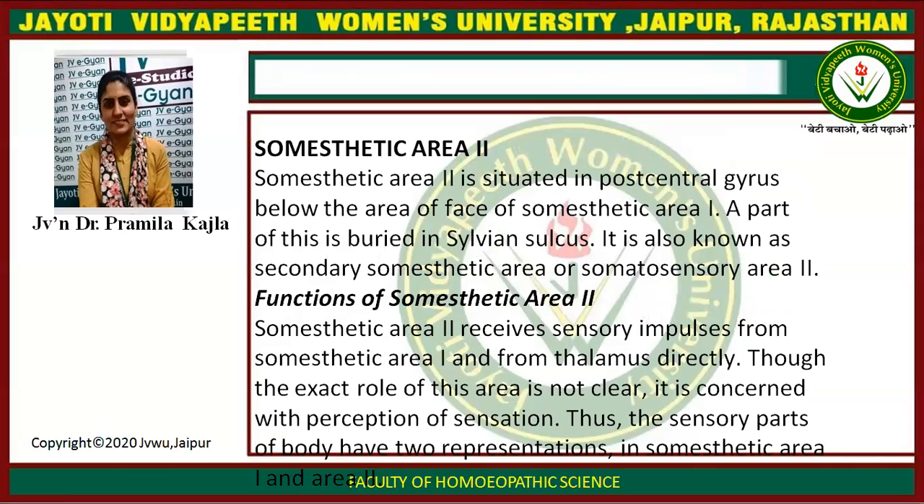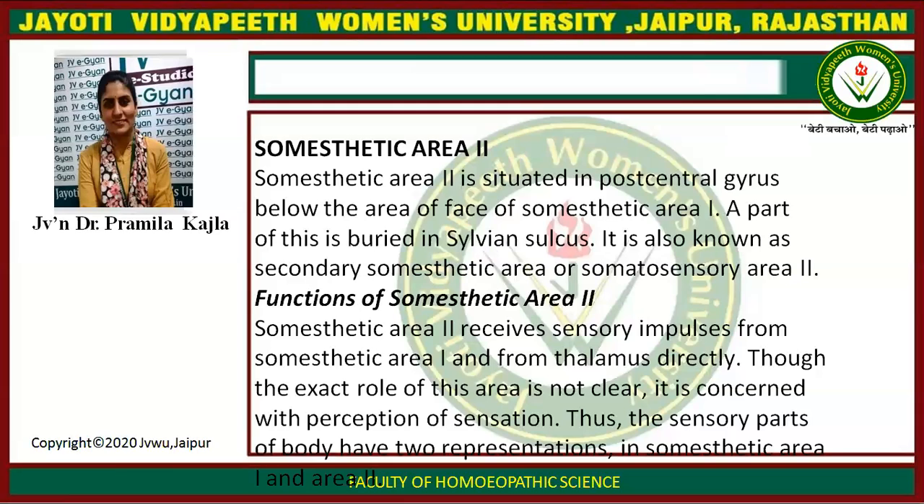Somesthetic area second. Somesthetic area second is situated in post-central gyrus below the area of face of somesthetic area first. A part of this is buried in Sylvian sulcus. It is also known as secondary somesthetic area or somatosensory area second.